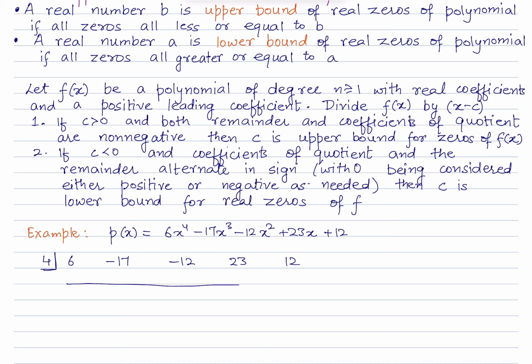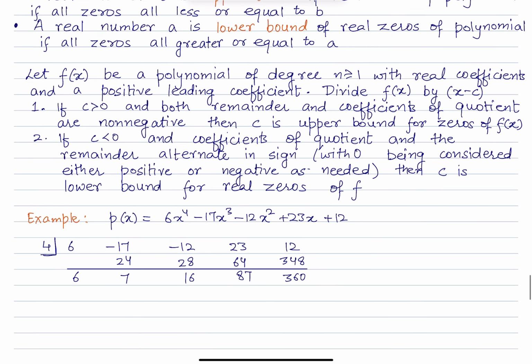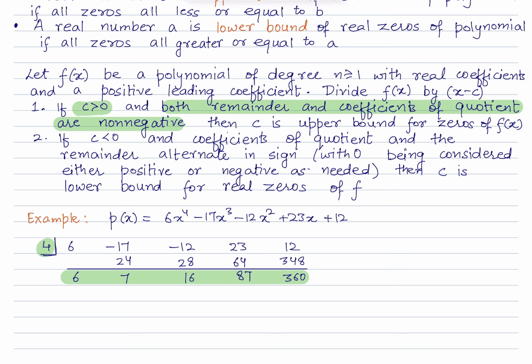perform the synthetic division, bring down the first coefficient as it is, going upward you multiply by 4, going downward you add the terms, going upward multiply by 4, going downward add the terms, going upward multiply by 4, going downward add the terms. So if c is positive and both the remainder and the coefficients of the quotient are non-negative, meaning 0 or greater than 0, then c is an upper bound of your zeros.